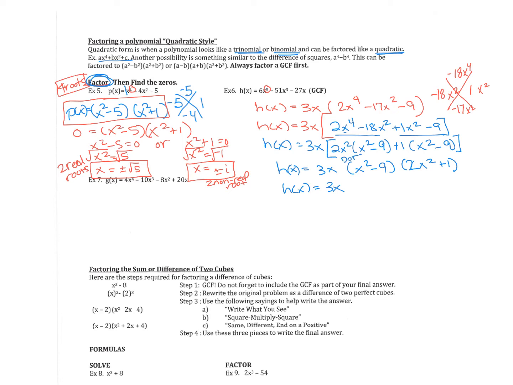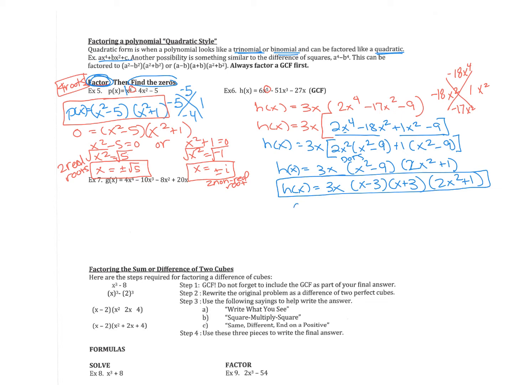This is my nice friendly dots. It's really x minus 3 and x plus 3. And then I have my 2x squared plus 1. This would be my most factored form for an answer. You would have to do that if you were being asked to leave your answer in factored form. Now, if you're being asked to solve it, like find the zeros, you actually don't have to do this step, because you can solve x squared minus 9 and you get the same 2 answers, 3 and negative 3. So this step isn't absolutely necessary. It's completely up to you.